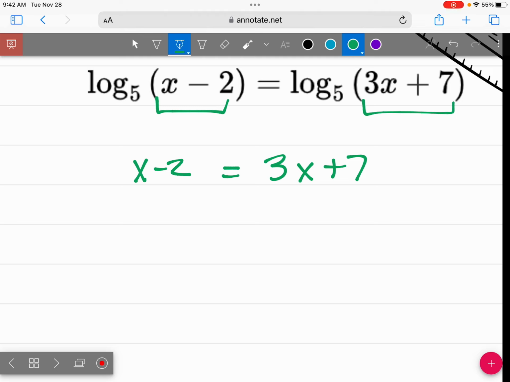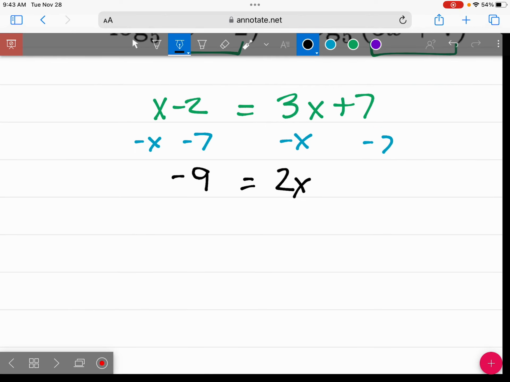So how do we solve this? Say it louder. I just couldn't hear you because I'm old. Yeah. Subtract x from both sides. Subtract 7 from both sides. So we've got -9 equals 2x. So what does x equal? -9/2, or -4.5.